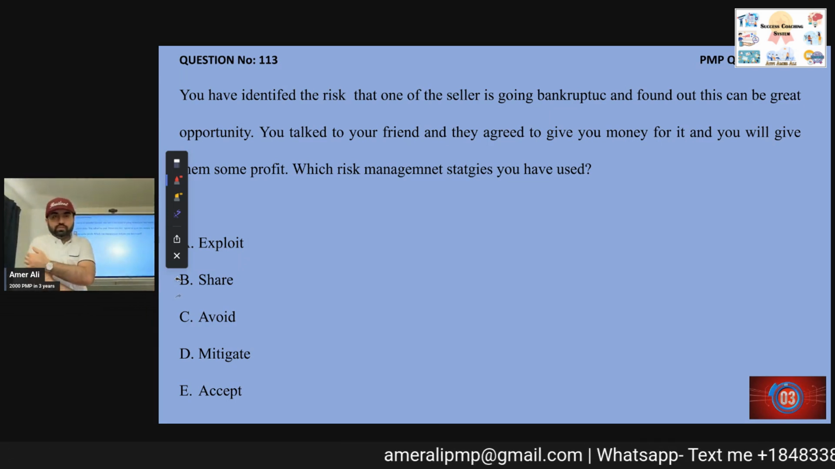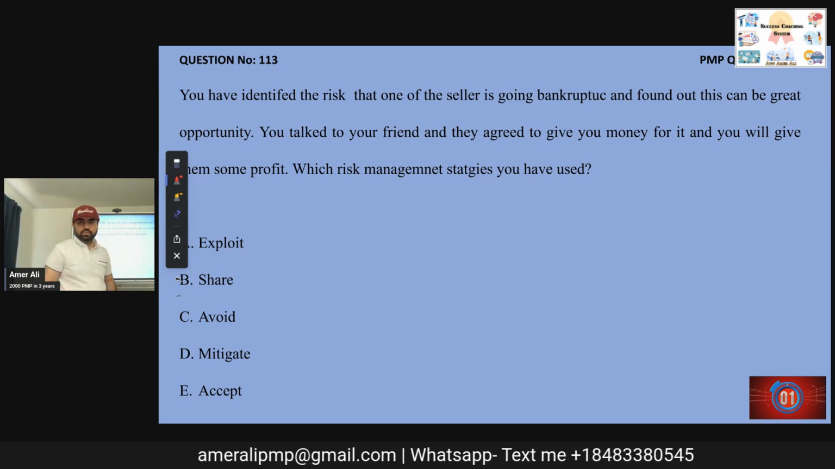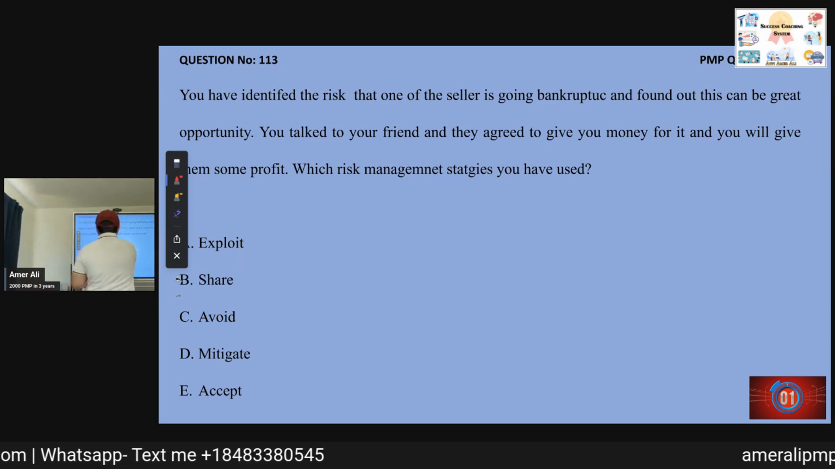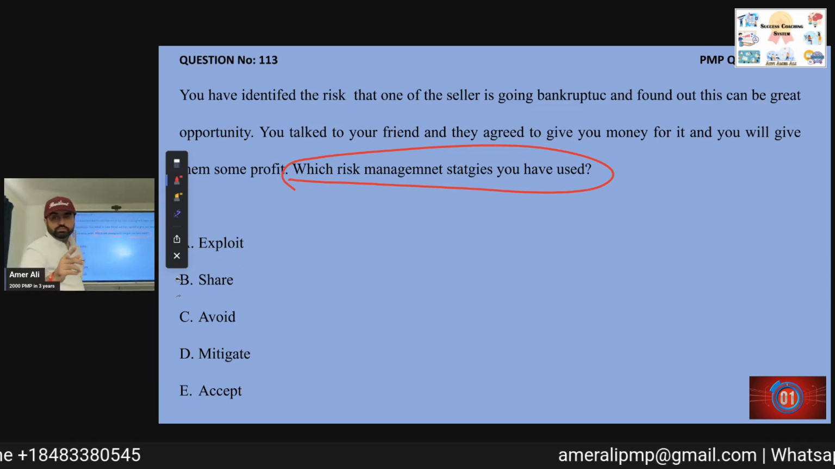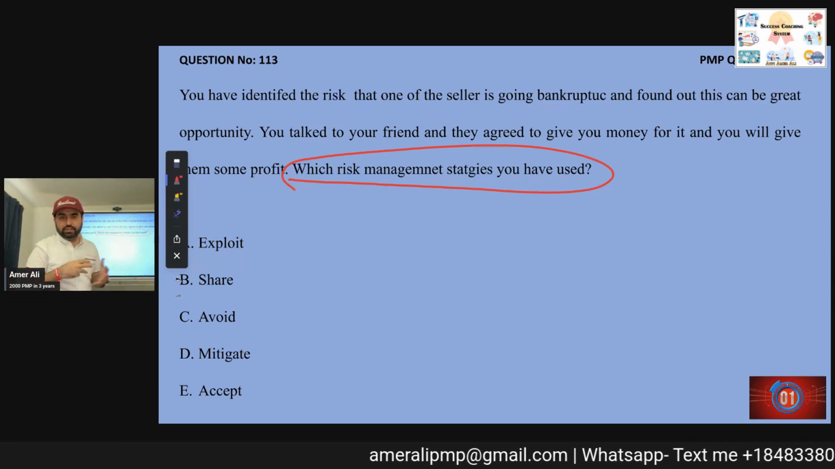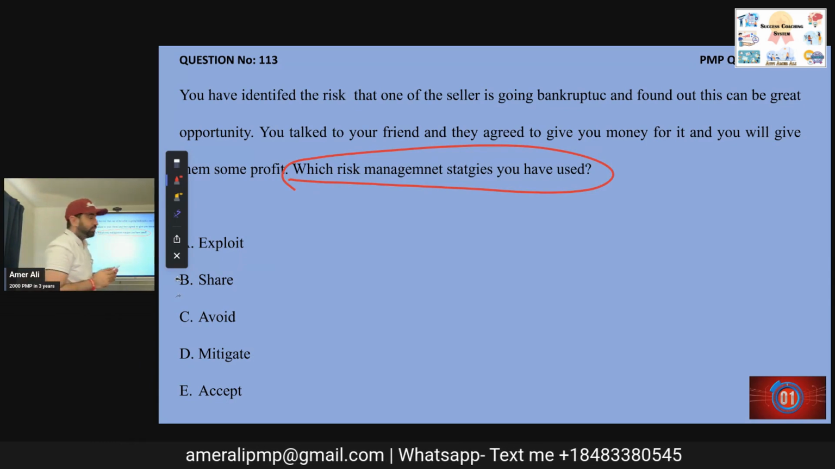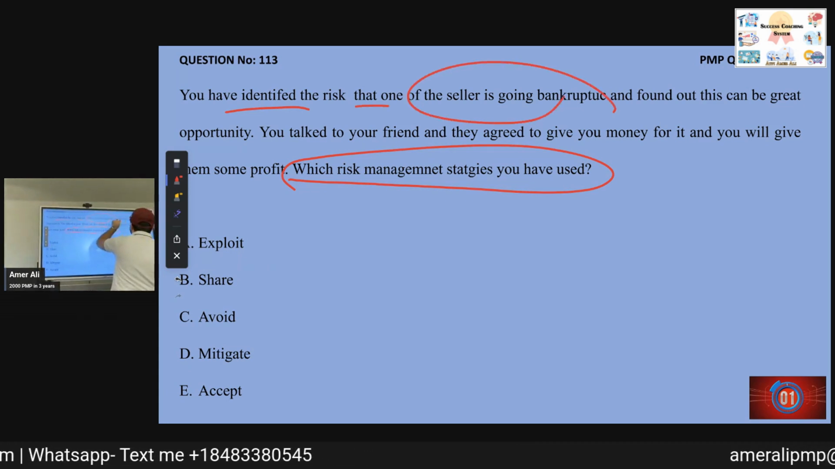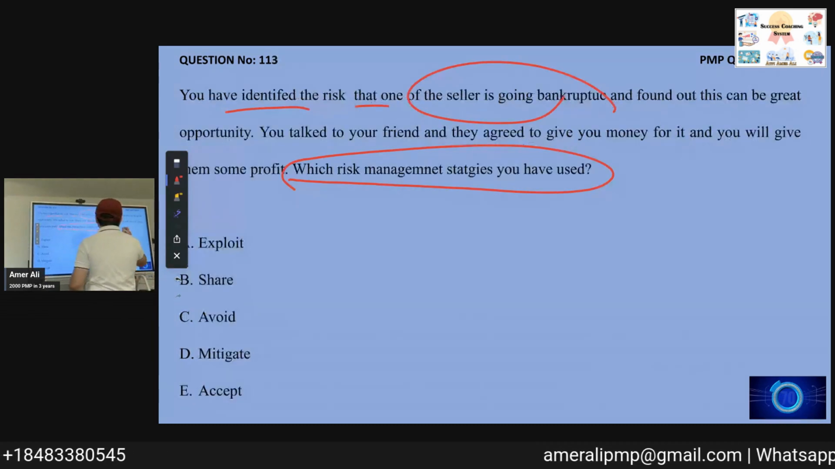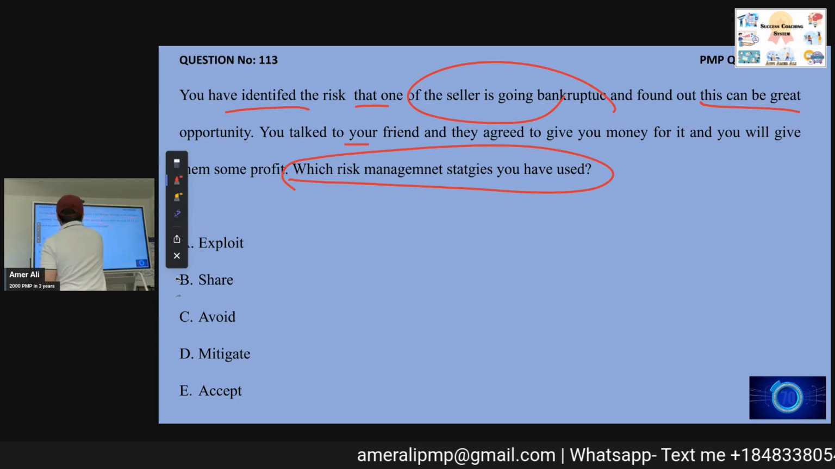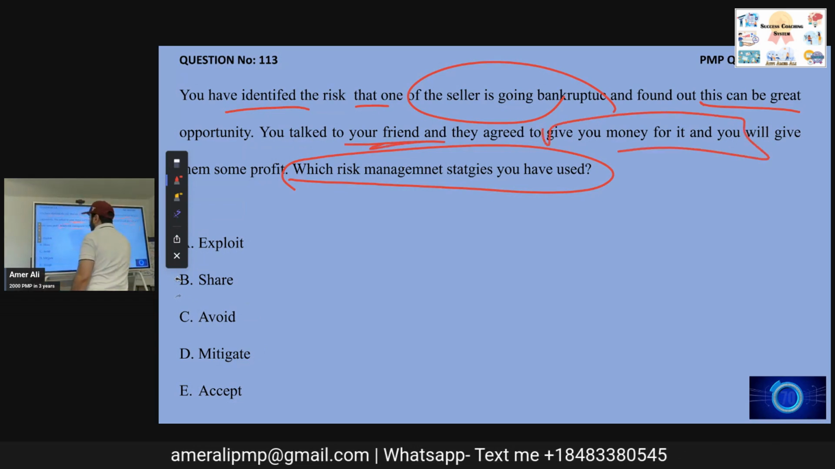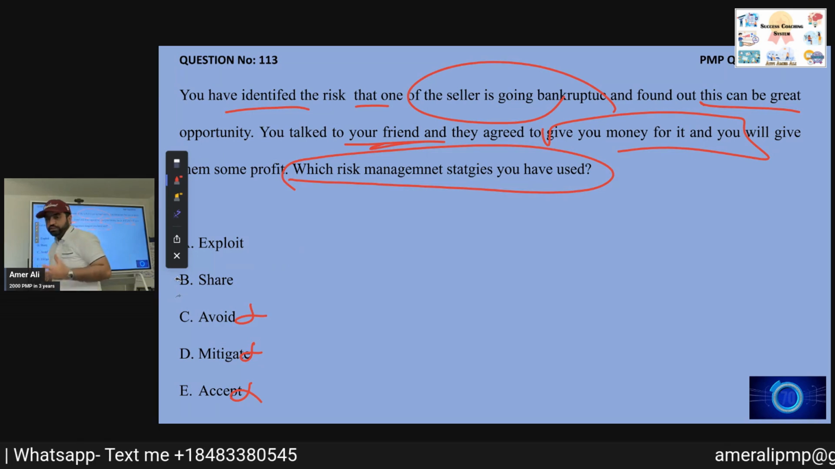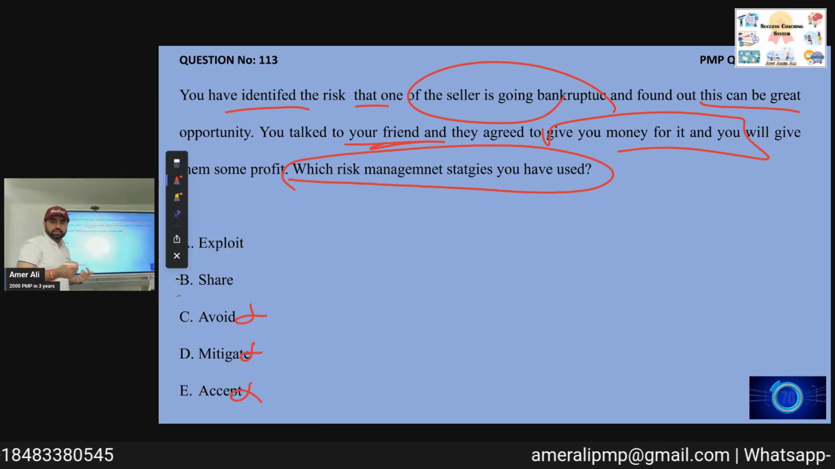Okay, so what would we do there? Sharing some profit. James, which risk management strategy have you used? You have identified the risk, and one of the sellers is going bankrupt, and you found out this can be a great opportunity. You talk to your friend, they agree to give you money. So what you have done here, it is not mitigation. We are left with only two positive strategies, A and B. Here it is B.